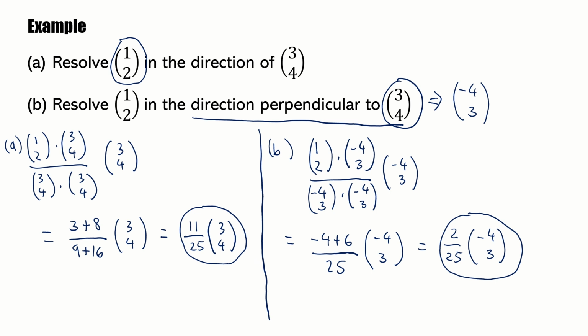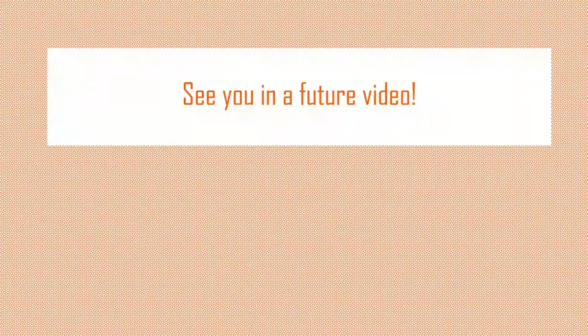So there you go. That's how you resolve vectors, and it's just using that formula. Sometimes called, by the way, the projection of a vector onto another vector formula. And it's worth pointing out there is a proof for that formula that I will do a video on at some point in the future.